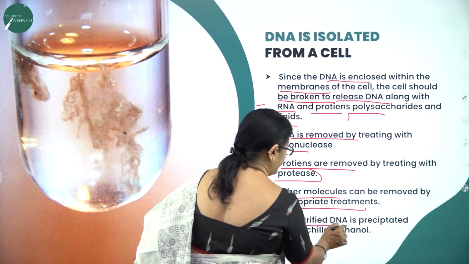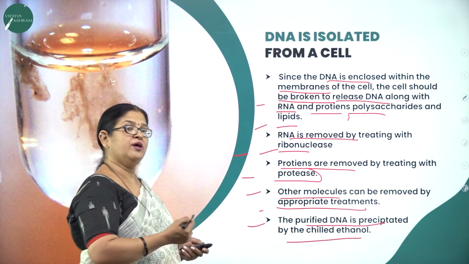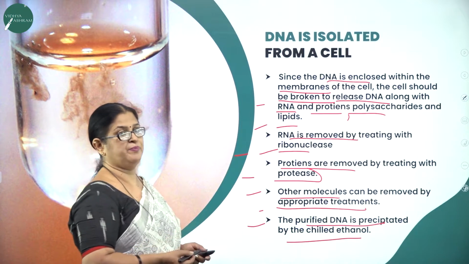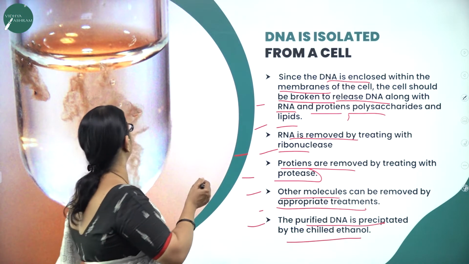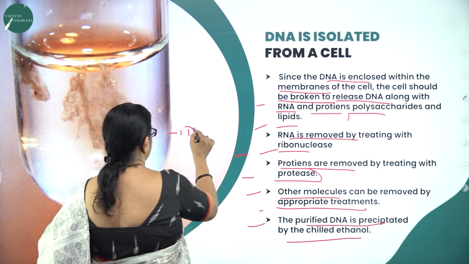So the purified DNA is precipitated by the chilled ethanol. As I said, in addition, chilled ethanol also is used to precipitate the purified DNA. Since the DNA is enclosed within the membrane, this is a picture of how it is isolated. DNA isolated from a cell.